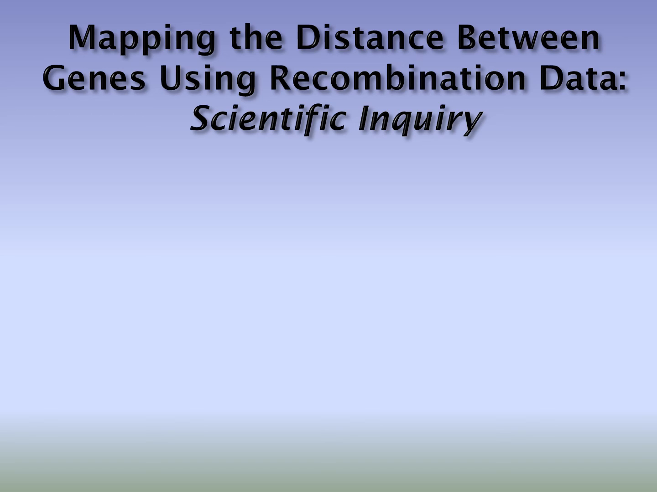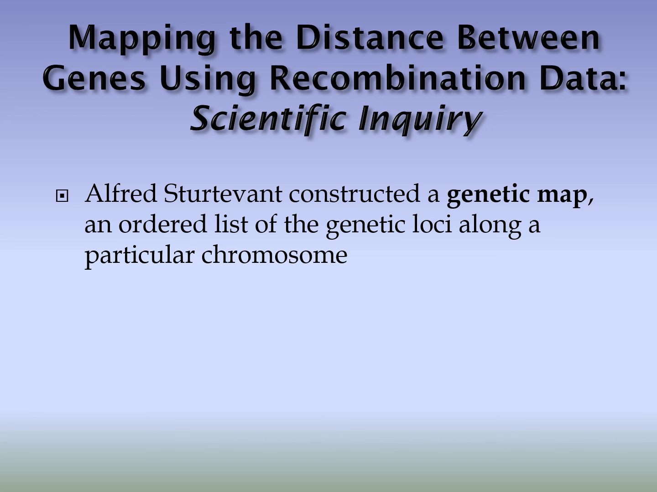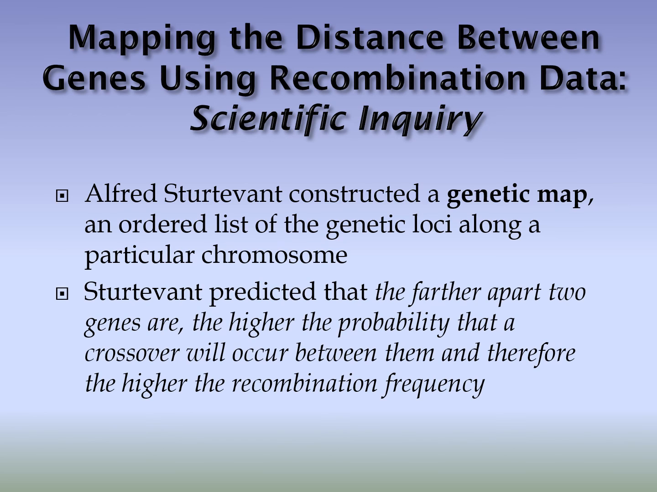Now, mapping, so genetic or gene mapping is basically mapping the distance between the genes based on data from recombination frequencies. Now, Sturtevant was one of Morgan's students. He actually constructed a genetic map of the genes on the chromosomes for the fruit flies. Okay, so this is basically a map showing the relative locations of each gene on the chromosomes. Now, Sturtevant basically predicted that the further apart the genes are, the higher the probability of crossing over that will occur between them.